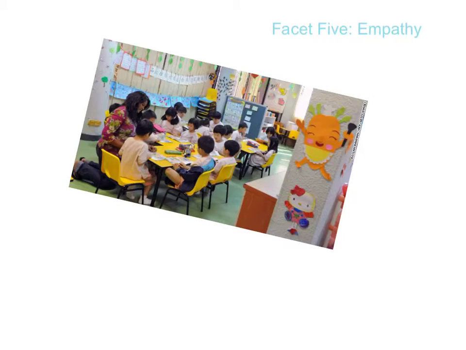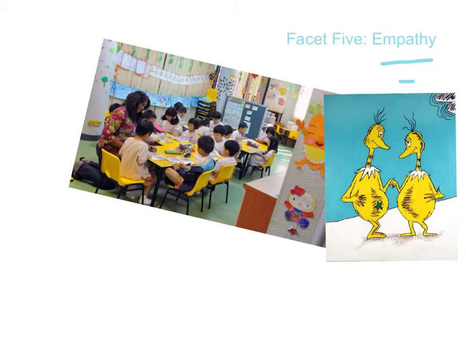Facet 5 is focused on empathy. Now, empathy is the idea that you can feel and you have the ability to get inside another person's feelings, the way they view the world, how they react to situations. You all probably know the story of the Sneetches, which is written by Dr. Seuss, which teaches students about empathy, about putting themselves in another person's shoes.